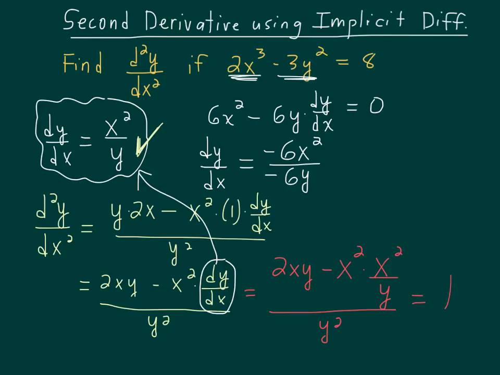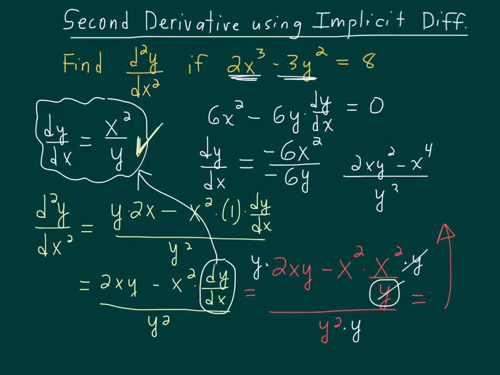So let's clean this up. So notice how we are dividing by y here. Well, to help us clean this up, let's go through and multiply all three of these main terms by y. So that will give me 2xy squared minus x to the fourth. These y's will cancel. And then this would be all over y cubed. So this would be my final simplified answer to the problem.